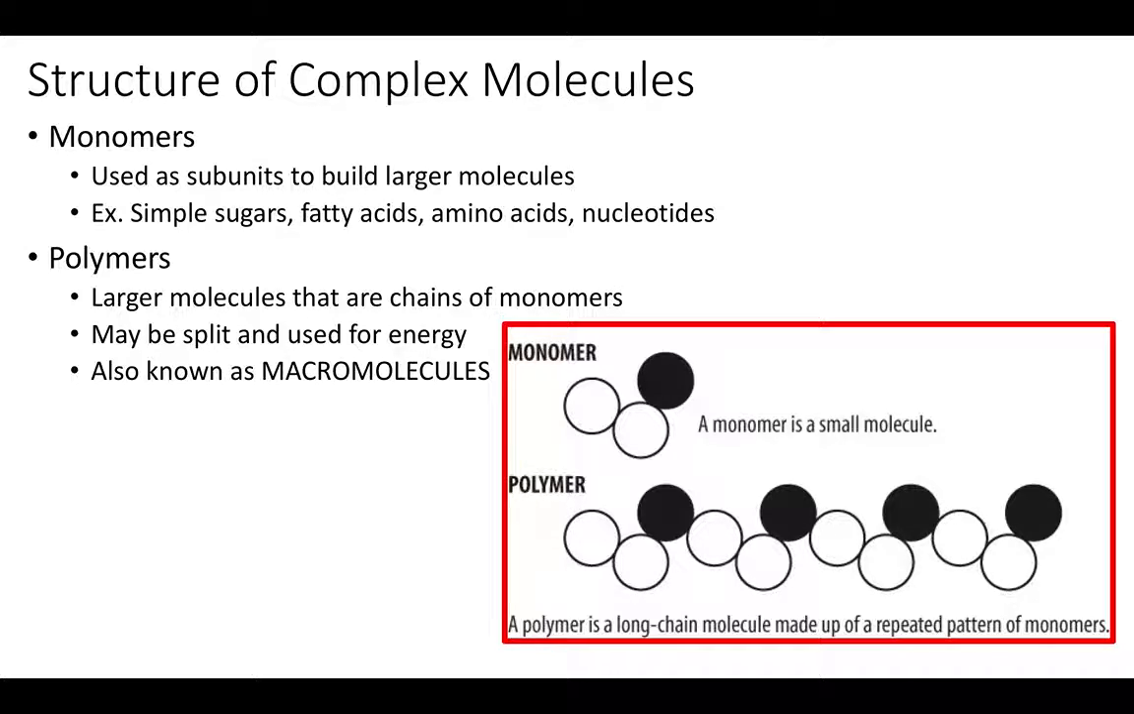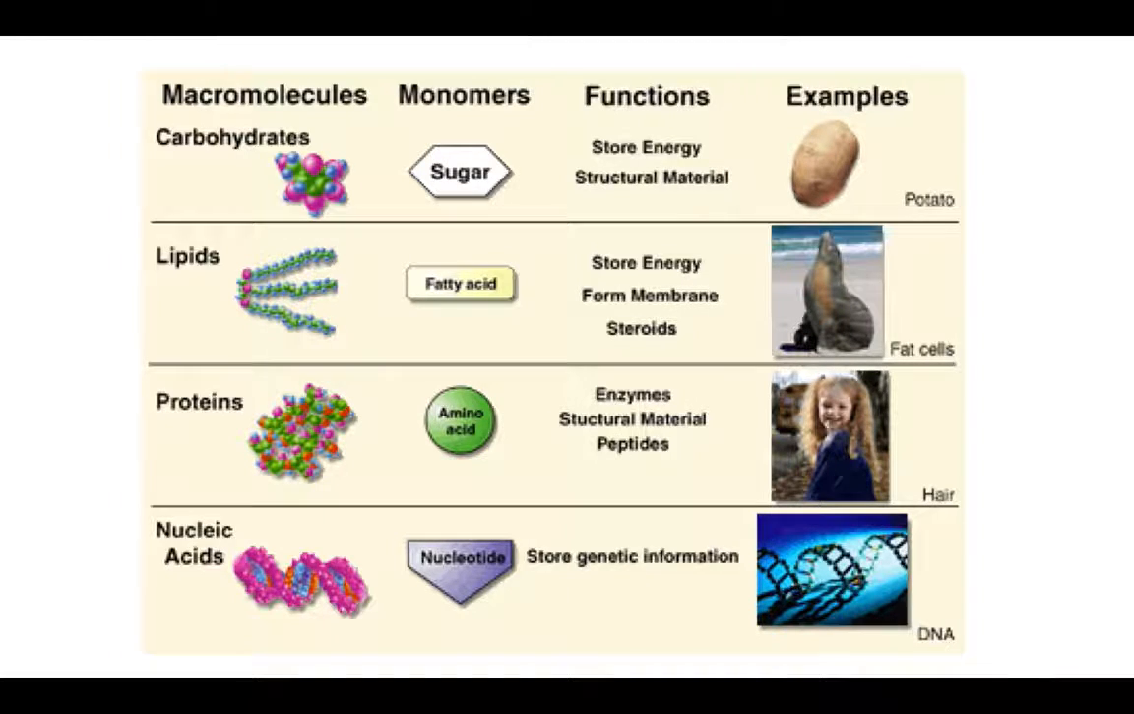Polymers are larger, more complex molecules that are chains of monomers. They can be split and used for energy, and we also call polymers macromolecules. Macro means big, so macromolecules are really big molecules. If you remember, we talked about them in the beginning of this lecture. Our major macromolecules are carbohydrates, lipids, proteins, and nucleic acids.